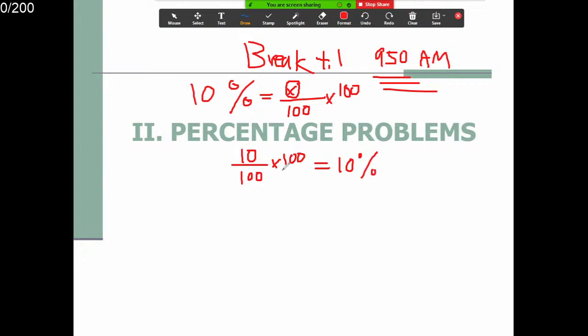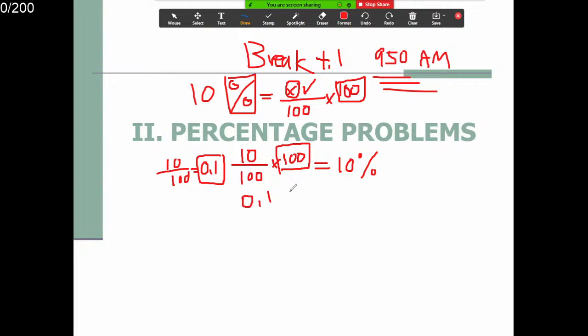So without this 100, right, you take this away. 10 divided by 100 is equal to 0.1. So that's what it means. Okay, 10% is whatever it is divided by 100, that number. To get back to the percent, you have to times 100. So 0.1 is 10%, right? You times by 100, equal to 10%. That's what it means.